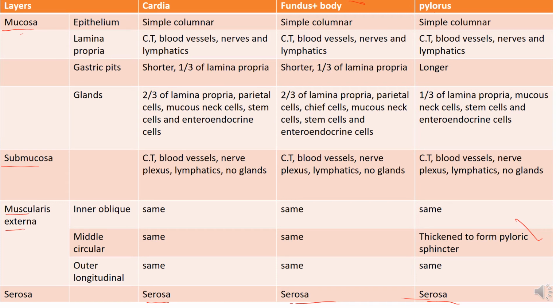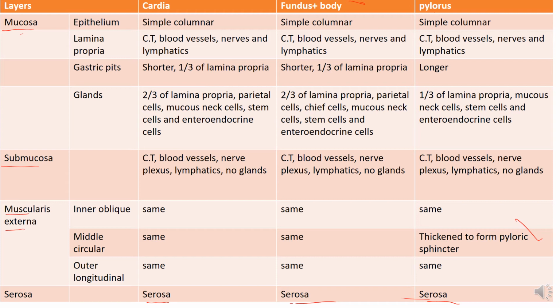Now, gastric pits are shorter, that is, they cover one-third of the thickness of the lamina propria in the cardiac and body plus fundic region, while in the pylorus they are longer, that is, they cover two-thirds of the lamina propria.